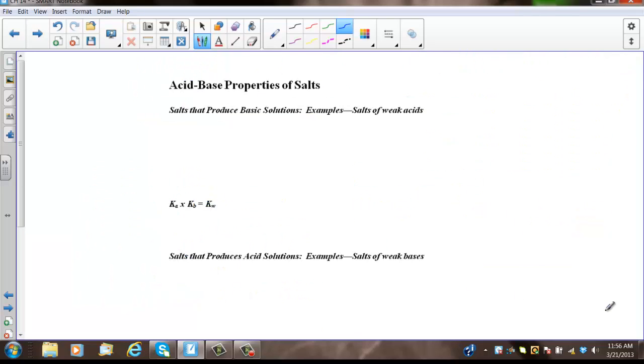Next, we're moving on to acid-base properties of salts. You talked a little bit about this in the first homework set. Salts that produce basic solutions. Examples: salts of weak acids.